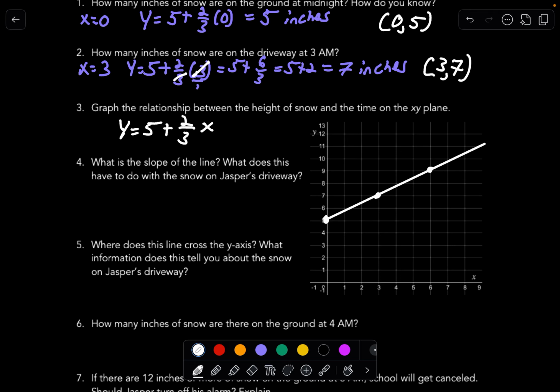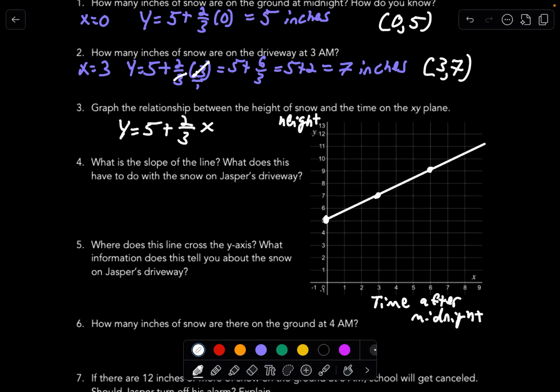And there you go. That is a graph of the line that represents the height of snow on the xy plane, where this is time after midnight, and this is height.